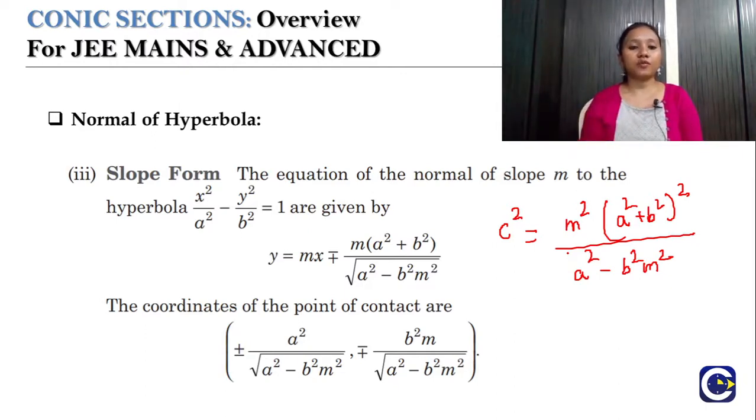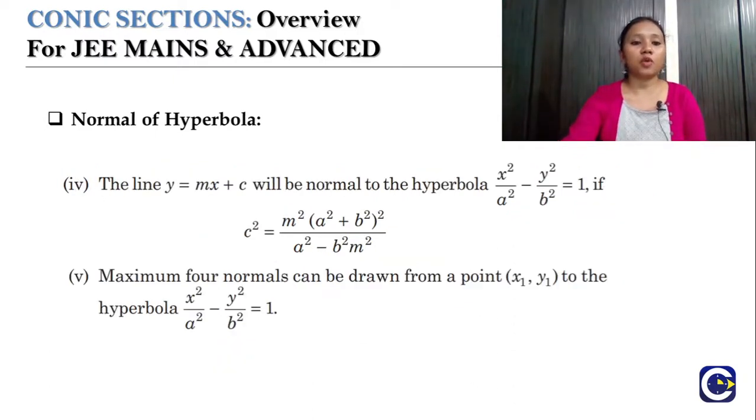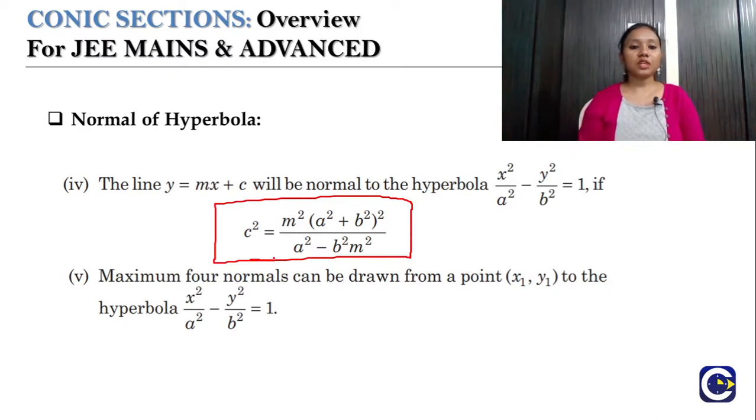So point form we have seen, parametric form we have seen, as well as the slope form also we have seen. So just now as I mentioned, this is our condition for our c square, where we have replaced c in the equation y equal to mx plus c in order to get the equation of the normal to the hyperbola x square by a square minus y square by b square is equal to 1, right?